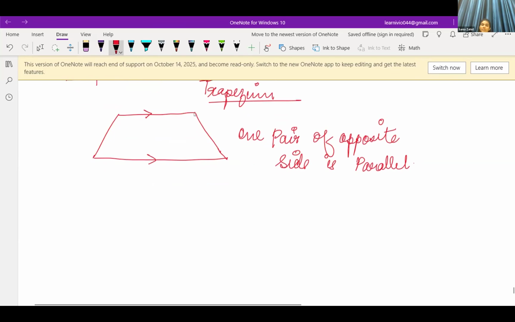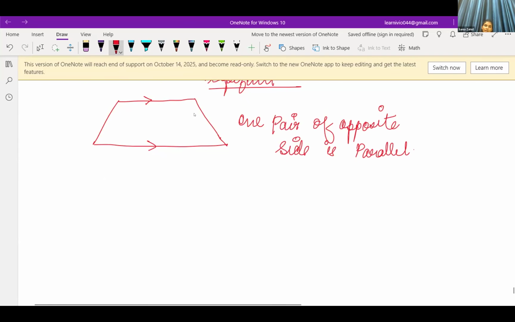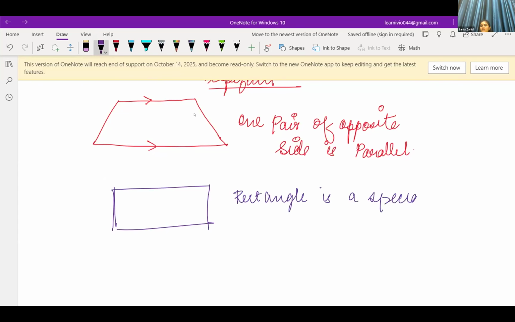Okay, now, children, tell me one thing. If I draw a rectangle, can I say a rectangle is a special trapezium? Can I say this? A rectangle is a special trapezium.